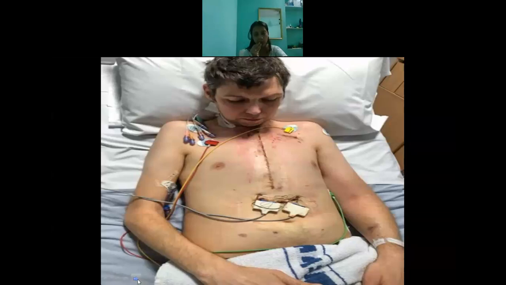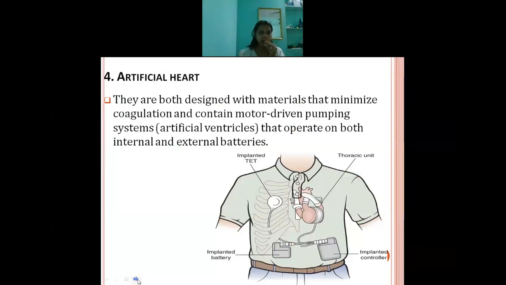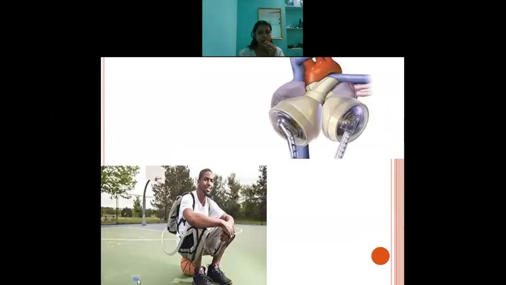Okay. Next is artificial heart. We know what an artificial heart is, isn't it? An artificial heart could be a silicon heart with batteries and all. So, this is a 25-year-old man who has survived till now with the use of an artificial heart.